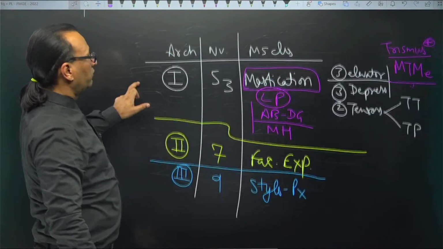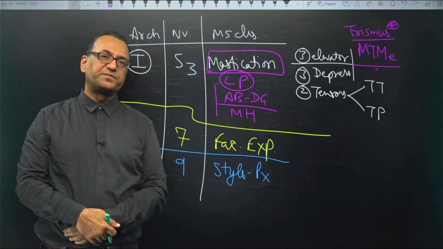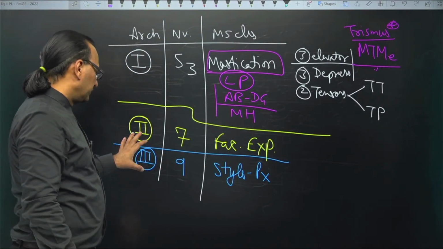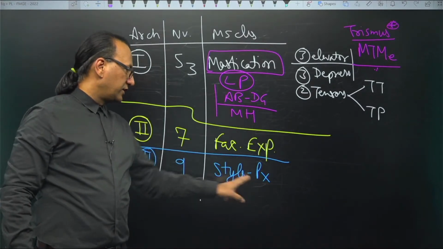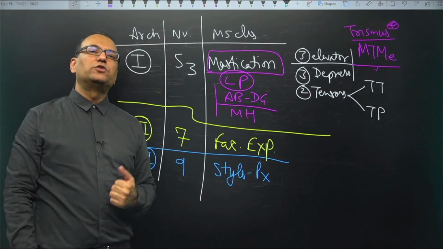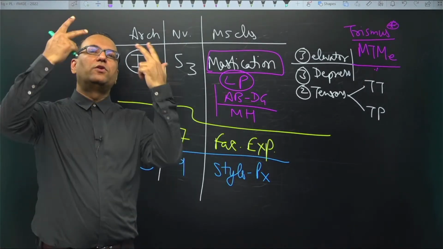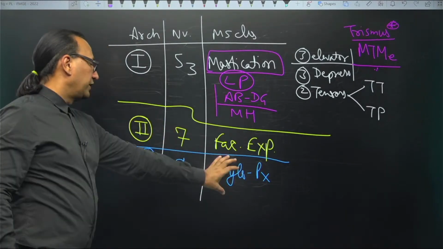So what about the third arch? As you talk about the third arch, glossopharyngeal nerve, only one muscle develops in the third arch, which is important to know. Name is stylopharyngeus. Stylopharyngeus is the elevator of the pharynx to help us in swallowing. Elevate the pharynx, take the food down, swallowing. So stylopharyngeus is supplied by the 9th nerve.